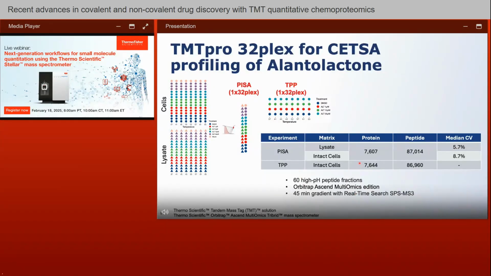If we look at the quantification precision, we can evaluate the median CV of the proteins in the lysate and intact cell experiments, and can see that for the lysate we have around 6% median CV, while in intact cells we have slightly higher CV, up to 9%. For the melt curve experiment with the TPP, we didn't calculate any CV because we only had one replicate per condition.